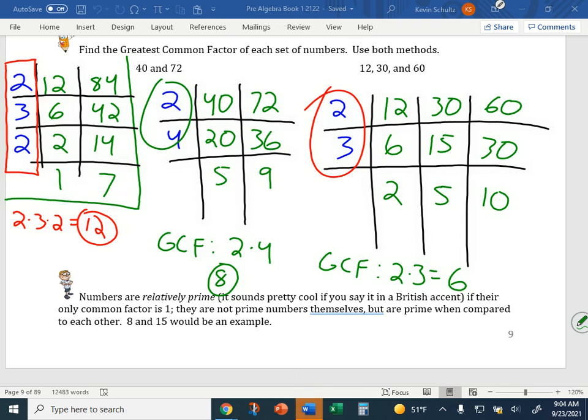Questions on this? Who likes the listing method? Is the standard listing method better? Who likes, I don't even know what to call this yet, better? Who loves them both? Oh, thank you, Liam. Thank you, Cade.